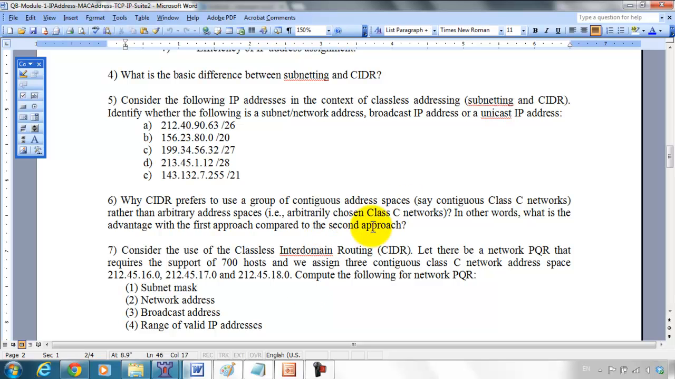Okay, so let's do this example where we have to support 700 hosts. We are given these three class C address spaces: 212.45.16.0, 17.0, 18.0.